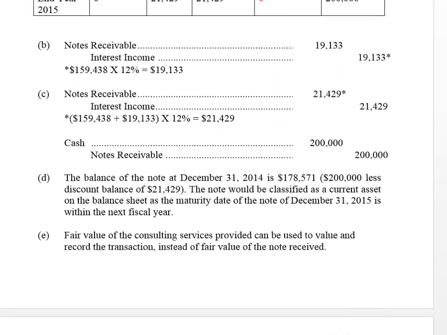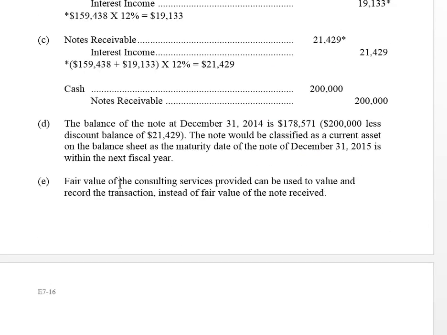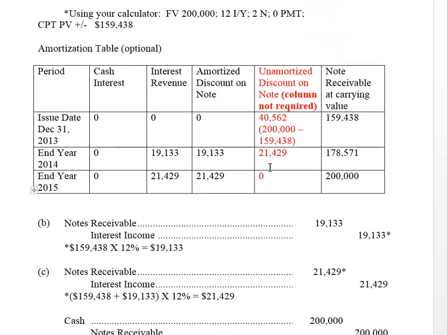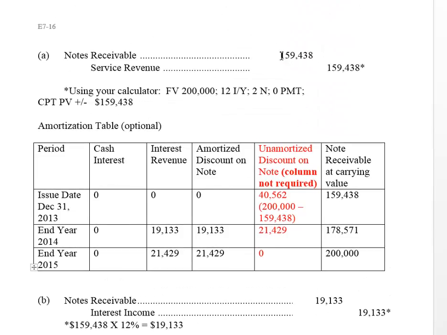So the only other thing we could have done here was to use the fair value of the consulting services that we, as Clearing, provided to Rank and value the note receivable and the service revenue at December 31st, 2013 based on that amount. So we wouldn't have calculated this amount. We would have just used the fair value of the services that we performed. So that concludes our discussion on this problem on long-term notes that are non-interest bearing.